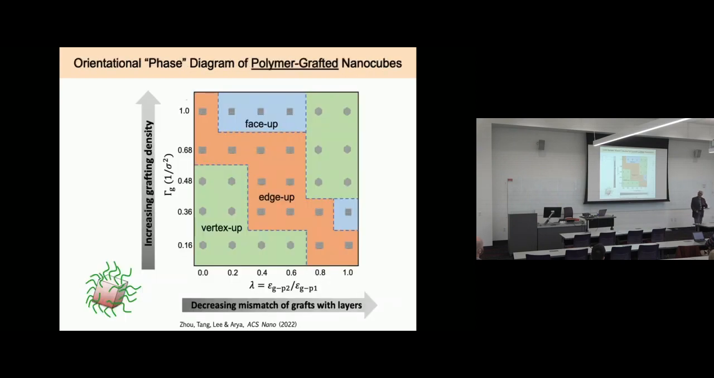Okay, and then we said, what happens when you graft these things with polymers? I'm not going to go into detail here, but basically, based on the strength of those grafts, how does it interact with the two polymer layers? Graft polymer 1, polymer 2, basically the two fluids, and depending on how much you graft, you can get all three phases, orientations: vertex up, edge up, and face up.